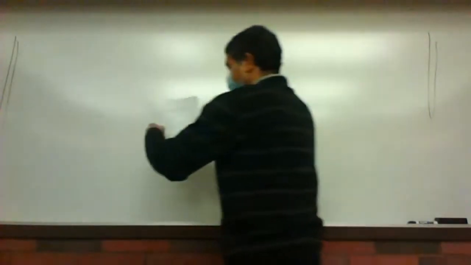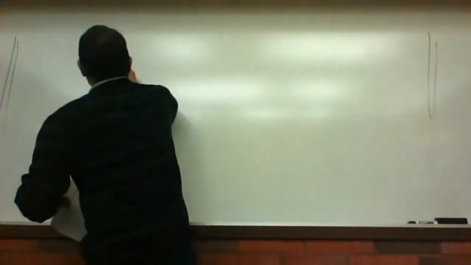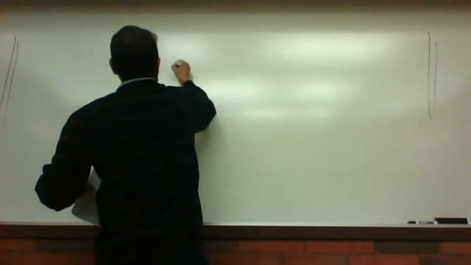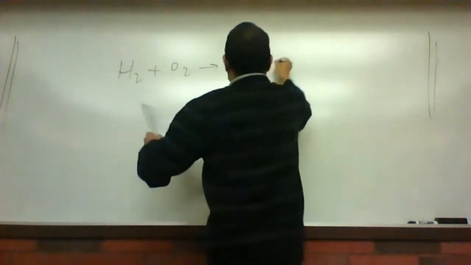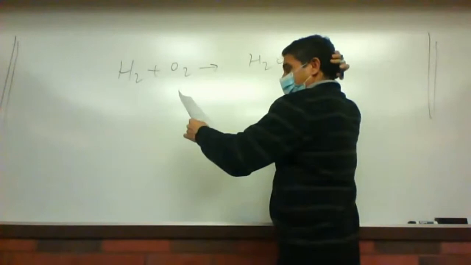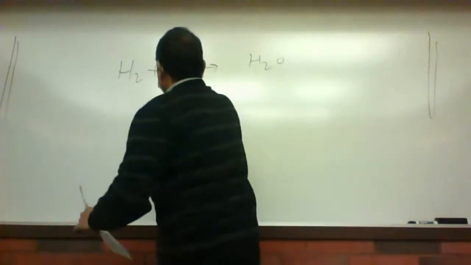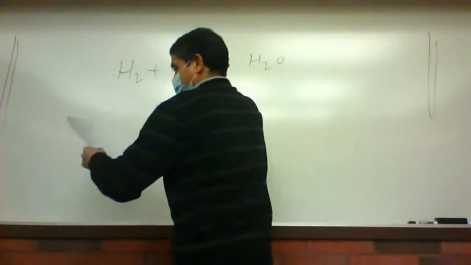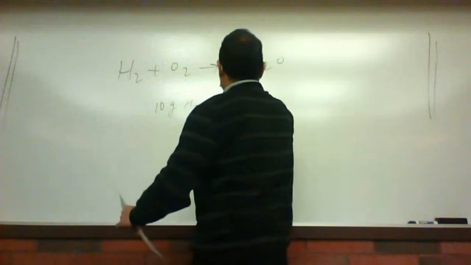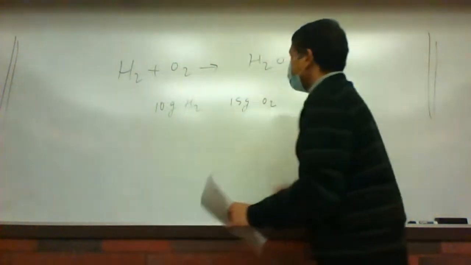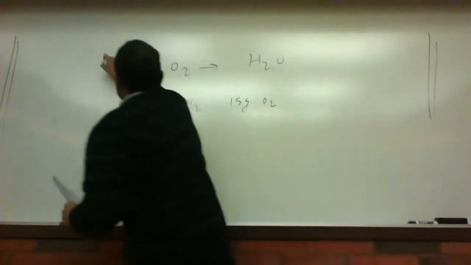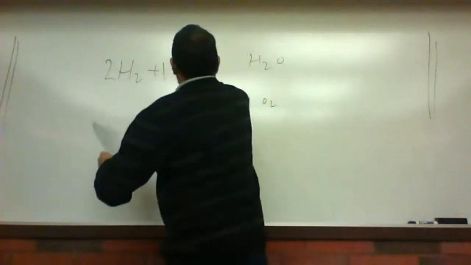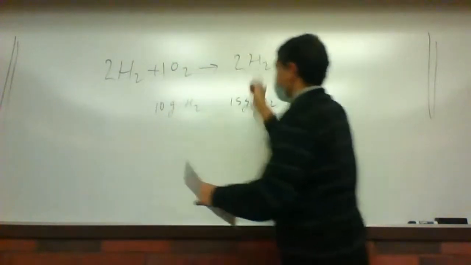I start from the last class here. So what we are doing is this. There was a reaction, H2 reacting with O2 giving water. I mixed 10 gram hydrogen with 15 gram oxygen, and we already have a balanced reaction here, 1, and here is 2. So this is already balanced.